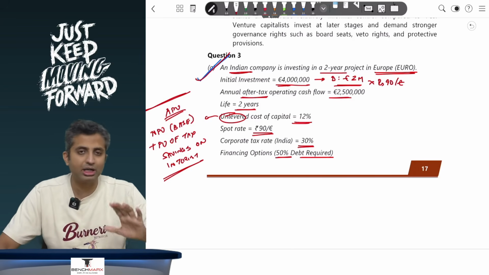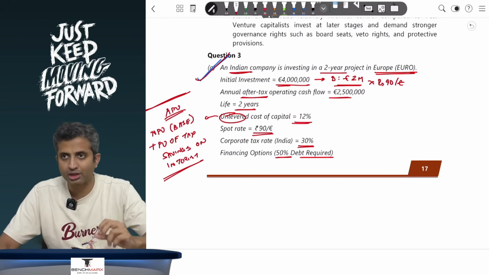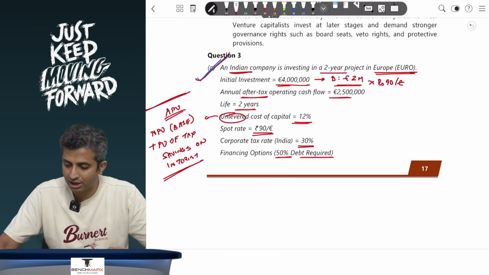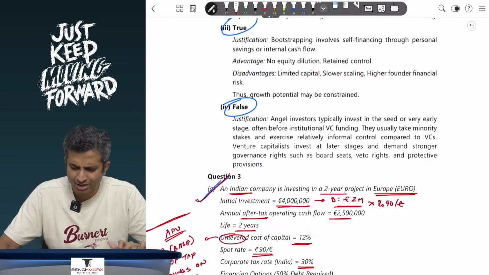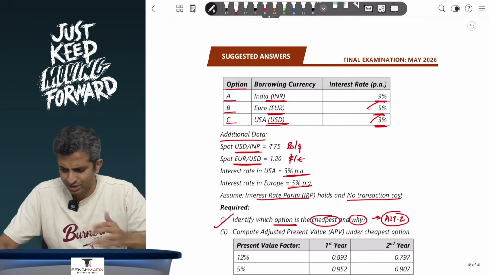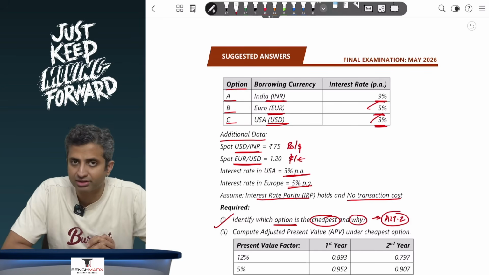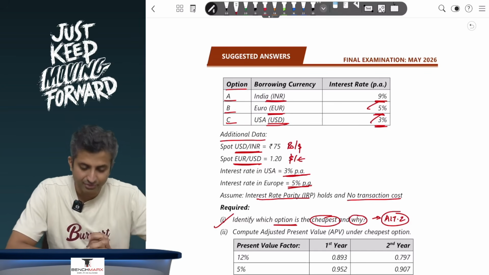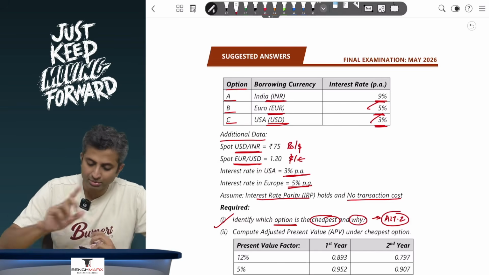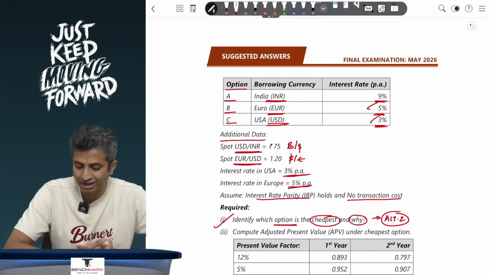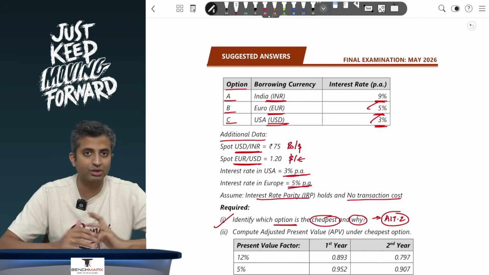Now, this 180 million rupees that I'm borrowing, I'll have to pay interest. So, 180 into, let us say, I believe 9%. So this is 16.2 million. 16.2 million is the amount of interest that you will pay. However, this is in rupees, so there's no problem. Then again, 16.2 million interest that you will pay in the second year. Again, this is in rupees, no problem.